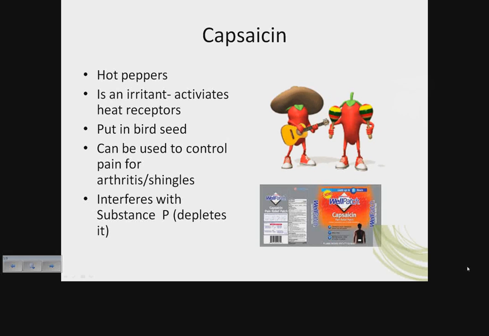Another way of saying that is it's interfering with substance P, the release of neurotransmitter from the primary or first order neuron. It's going to deplete it. It's going to cause the first order neuron to just dump it out, and then there's nothing more to release on the second order neuron.